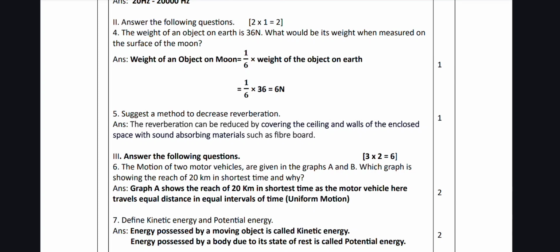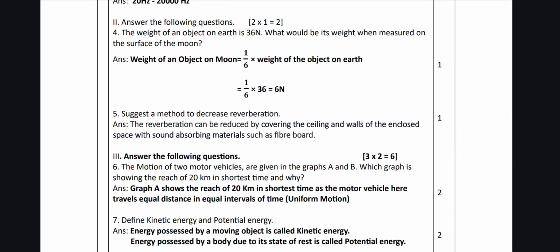The weight of an object on Earth is 36 N. So what would be its weight when measured on the surface of the moon? The weight of an object on the moon is equal to 1 by 6 into the weight of the object on Earth. We know the weight of the object on Earth is 36. So 1 by 6 into 36, when we calculate, we get 6 N. So that is the answer.